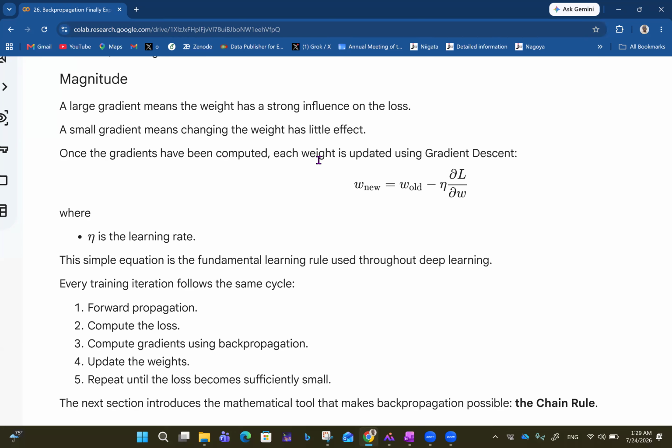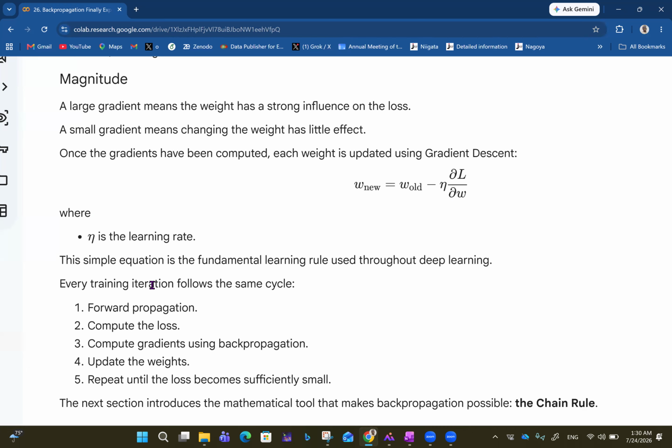Once the gradients have been computed, each weight is updated using gradient descent. Imagine 1 billion weights being updated automatically using this simple rule. That's why the whole idea of AI is a simple one, but because of the tons of data you have, it becomes very serious, very intimidating and overwhelming, in fact. The new W is equal to the old W minus η multiplied by ∂L/∂W, where η is the learning rate. This simple equation is the fundamental learning rule used throughout deep learning. Very simple thing, and that is what drives everything.